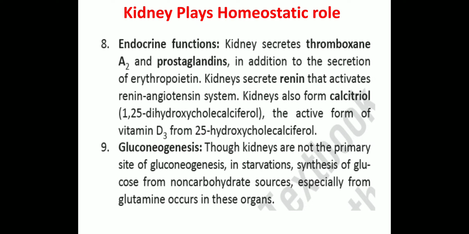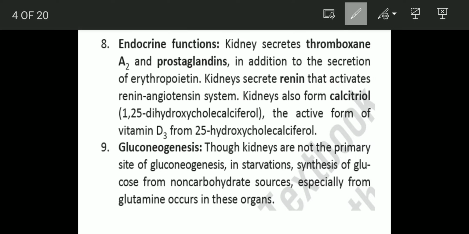Crystal clear concepts. Then comes the endocrine functions. What are the endocrine functions of the kidneys? These kidneys basically secrete thromboxane A2 and prostaglandins. In addition to the secretion of erythropoietin, these kidneys also secrete renin. Very, very important. So remember that the kidneys secrete thromboxane A2 and prostaglandins, in addition to erythropoietin. These were all about the hormones which are secreted.